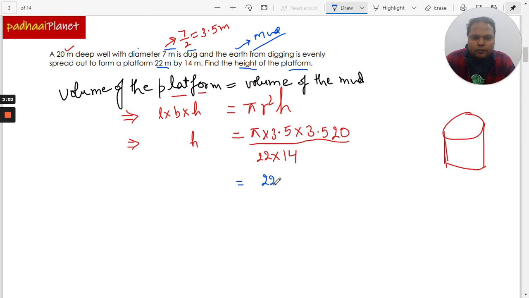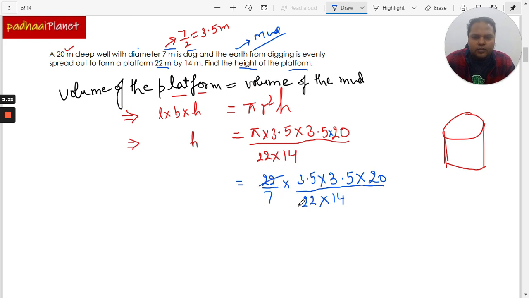So this is 22 by 7 and 3.5 multiplied by 3.5. Oh, there was a mistake here. Yeah, multiplication sign, and then multiplied by 20, and then we can put these two, 22 and 14 also. And now let's start simplifying it.